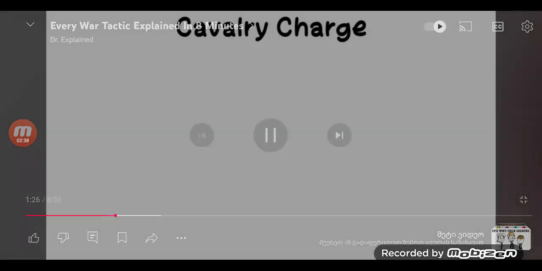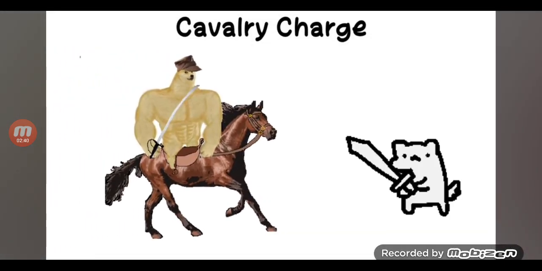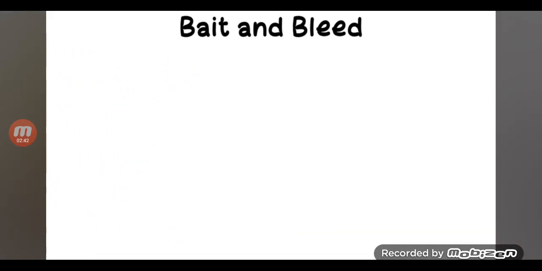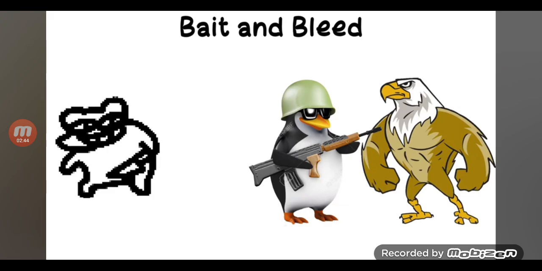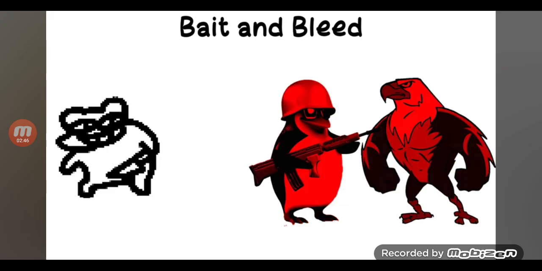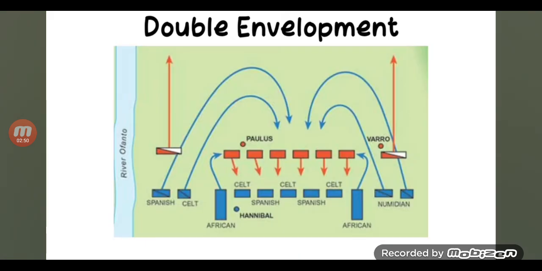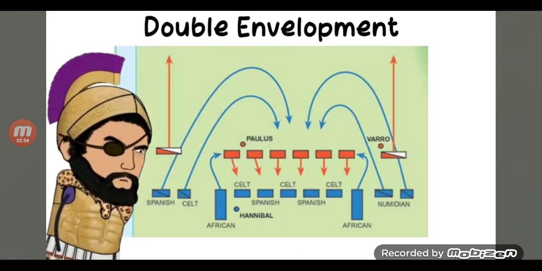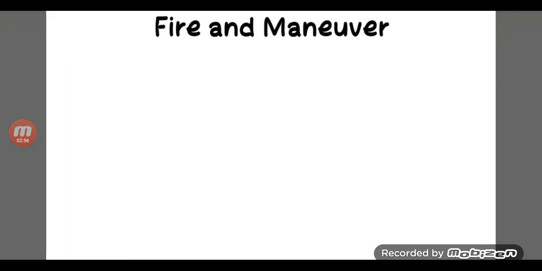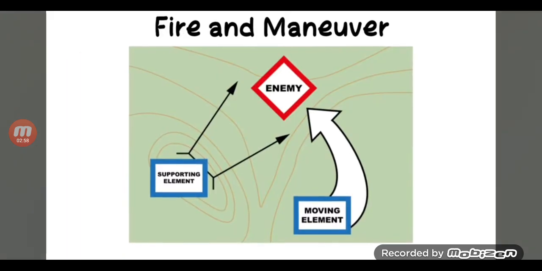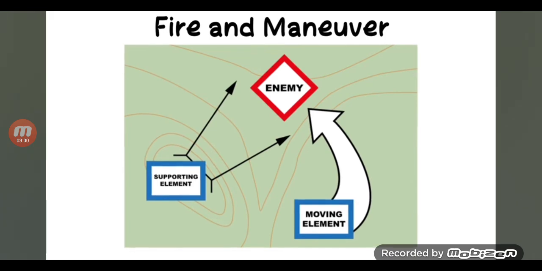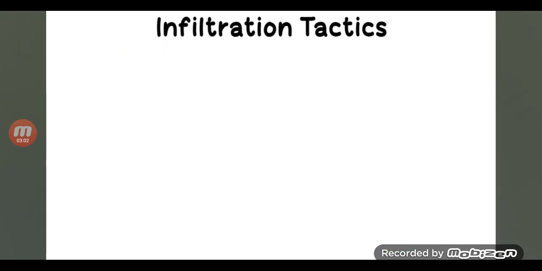Cavalry charge, a rapid attack by mounted troops, often used for shock value. Bait and bleed, provoking two enemies into conflict with each other to weaken both. Double envelopment, a more specific type of envelopment where both flanks of the enemy are attacked simultaneously, often considered a signature tactic of Hannibal. Fire and maneuver, combining covering fire with movement to gain ground or reposition forces.